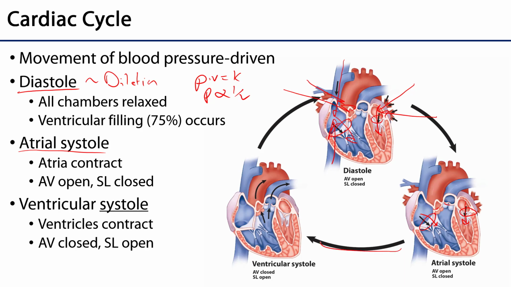Atrial systole is followed by ventricular systole. During ventricular systole, the walls of the ventricles contract and blood is squeezed out through the semilunar valves. So the AV valves are shut, the semilunar valves are open, and the walls of the ventricles are contracting to push blood through the aorta and the pulmonary trunk and arteries. Following ventricular systole, we move into diastole. Now, whenever you hear someone referring to just systole, they're referring to ventricular systole.